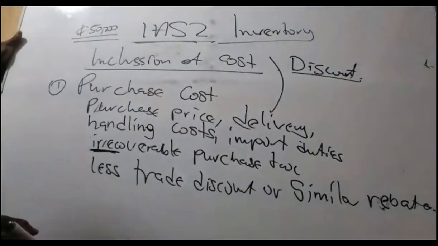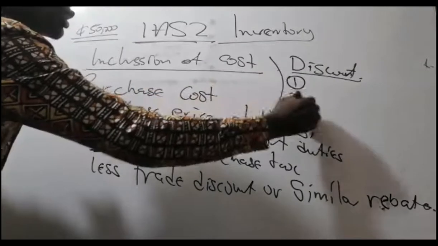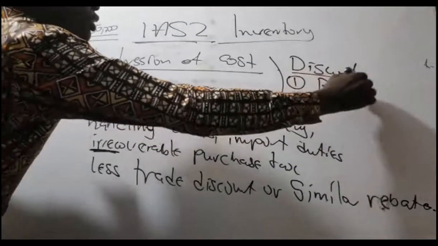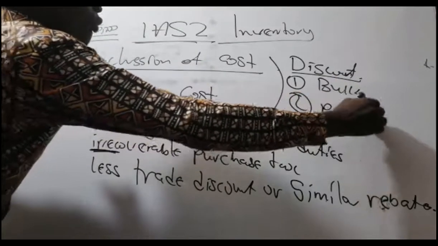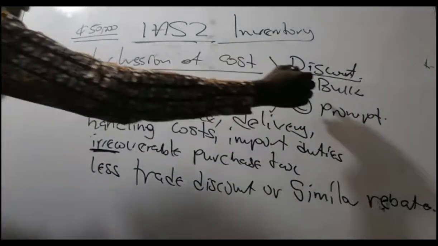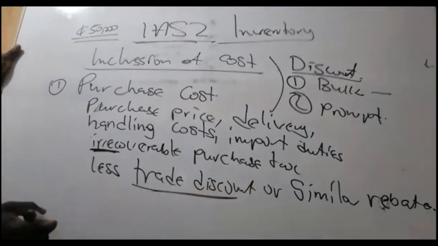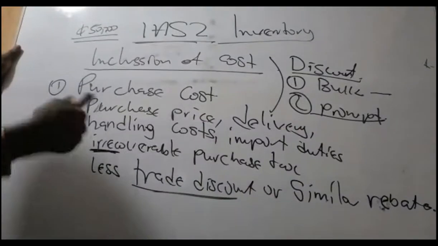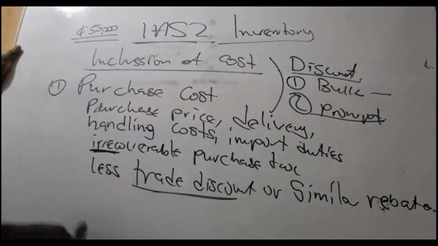That is discount. We are going to reduce the price for two reasons. So there are two types: for bulk purchases, or for prompt settlement, prompt payment. So these are the two reasons. Now the bulk one is called trade discount, and that's what we want. Prompt payment: if you pay on time, we can reduce the price for you. That one is cash discount or settlement discount.